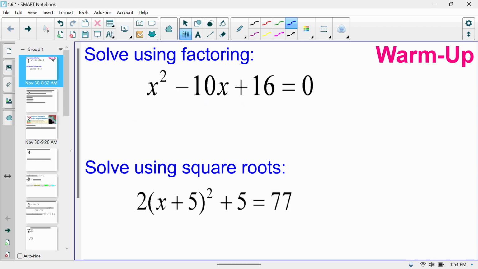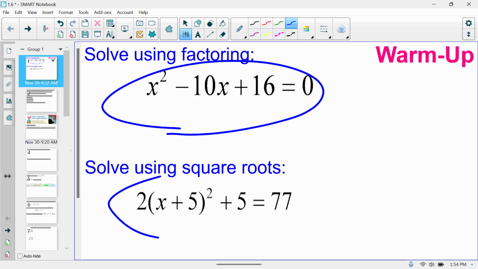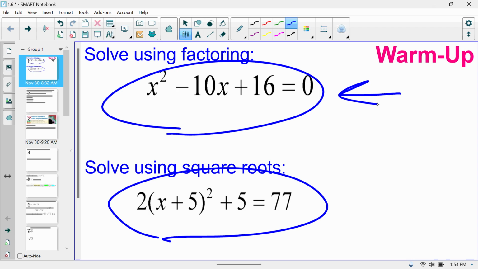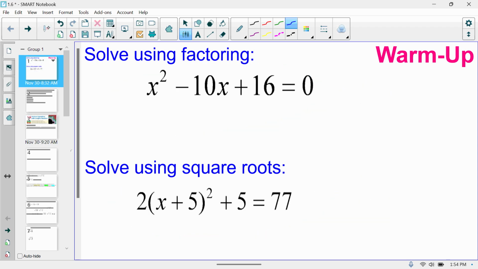One more thing I wanted to mention too, both of these are quadratic equations, right? This one looks more like standard form. This one looks a little more like vertex form. How you solve them is different, right? We can't forget this stuff from the first half of the chapter. The first one we can solve by factoring.